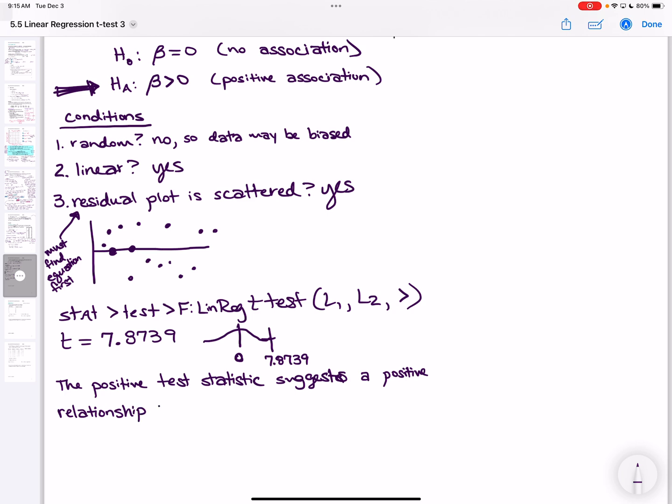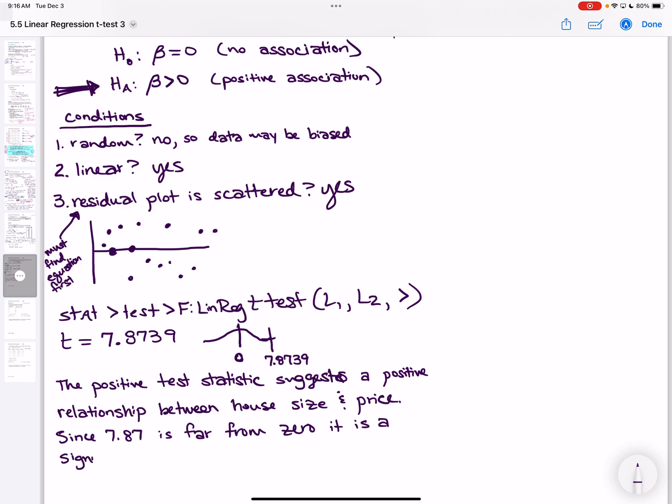between house size and price, since 7.87 is far from 0, it is a significant relationship. Okay?